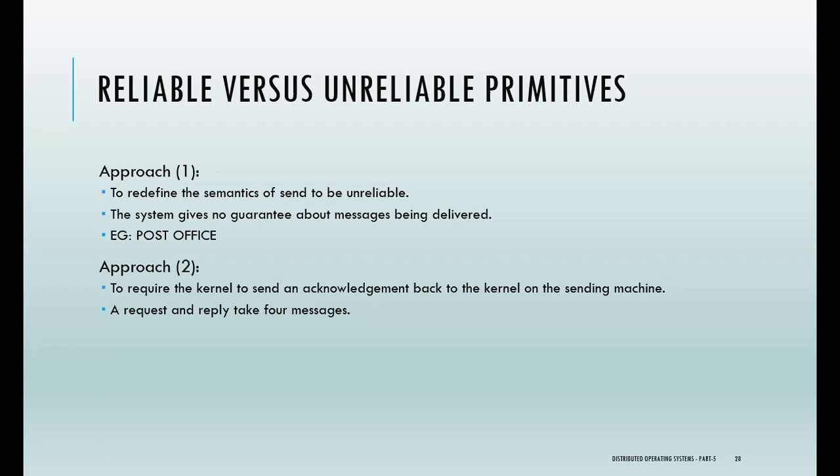The second approach is to require the kernel on the receiving machine to send an acknowledgement back to the kernel on the sending machine. Only when this acknowledgement is received will the sending kernel free the user process. The acknowledgement goes from kernel to kernel. Neither the client nor the server ever sees an acknowledgement. Just as the request from client to server is acknowledged by the server's kernel, the reply from the server back to the client is acknowledged by the client's kernel. Thus, a request and reply now take four messages, as shown in the following diagram.